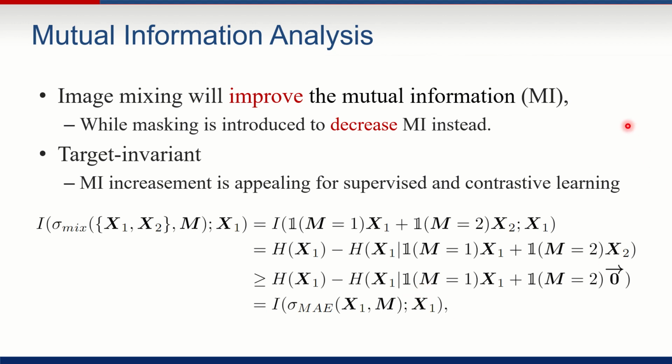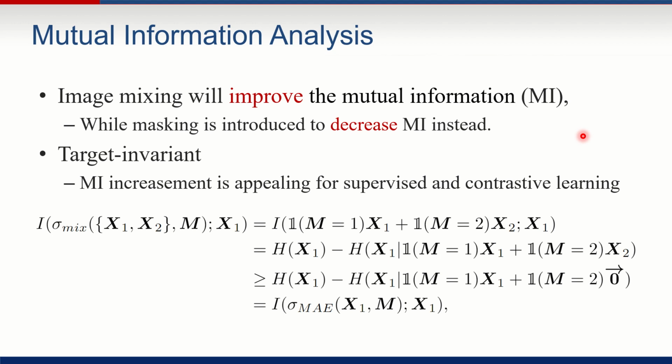It suggests that image mixing will improve the mutual information between the model inputs and the model targets, while, as we know, masking is actually introduced to decrease the MI instead. Therefore, the reconstruction pretext task is actually eased instead of enhanced with the usage of image mixing.